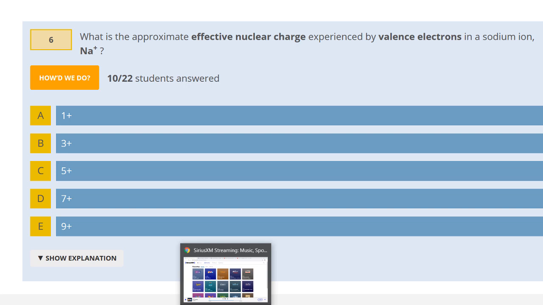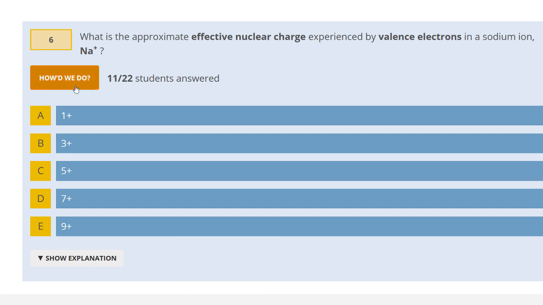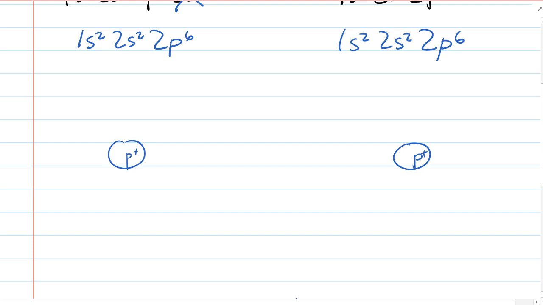And we're going to count down on this one. 5, 4, 3, 2, 1. The correct answer here is 9 plus. Let's see how we get the 9 plus.